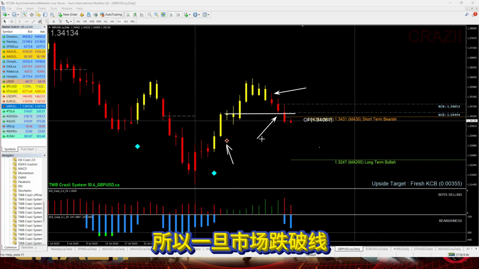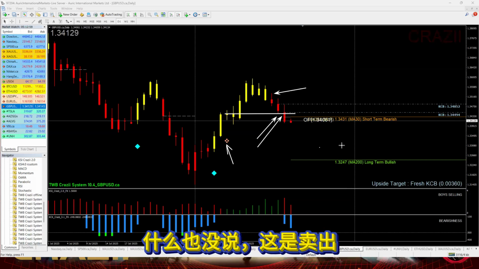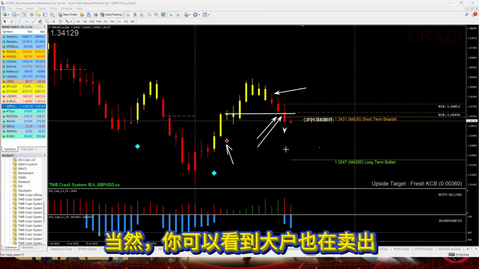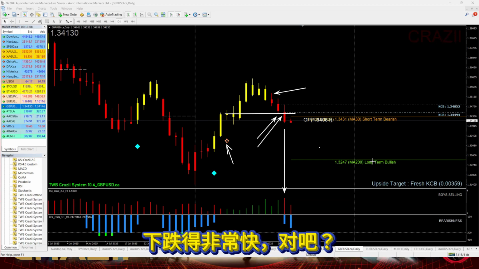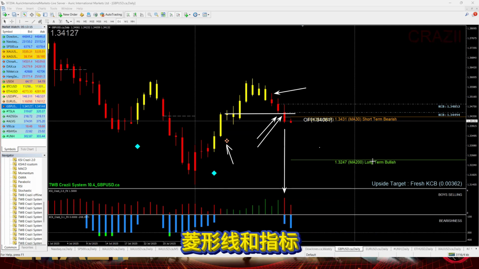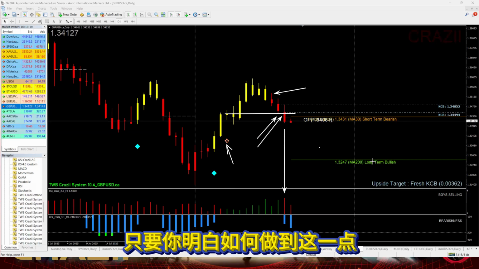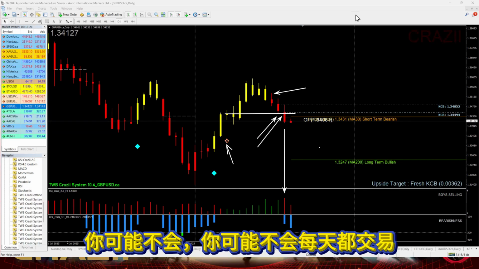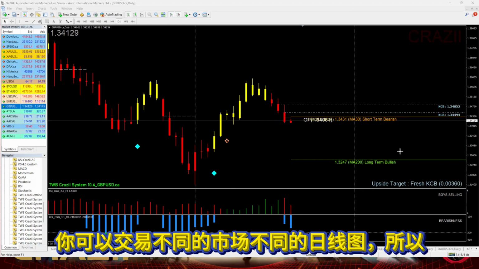So once the market goes below the line and the candle is red and it's below OP, without saying anything, it's a sell. And of course, you can see the boys are also selling. So immediately, once the market breaks below the line, you see the market just keeps on coming down very fast. So that is why you need to know how to apply the diamond line and the indicator and what to do. It's a very simple, straightforward strategy. You may not get to trade every day, but because there are so many day charts available, you can trade different markets, different day charts.